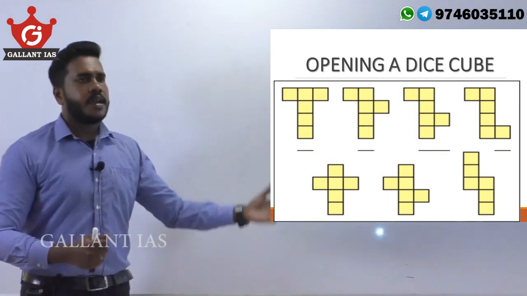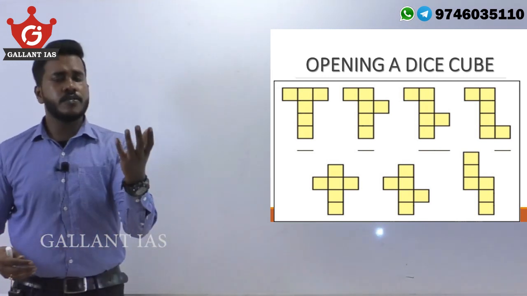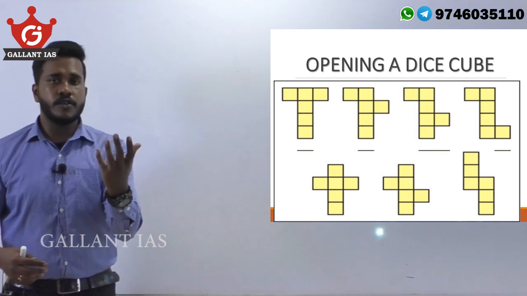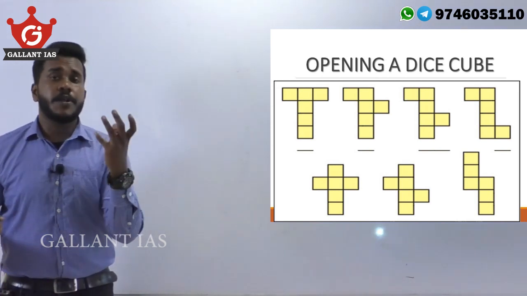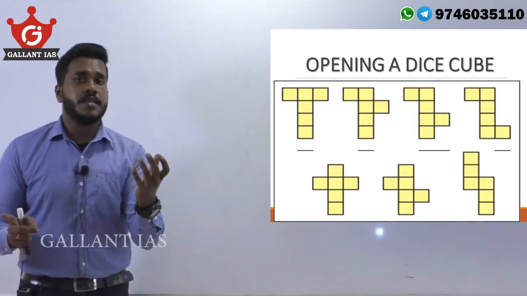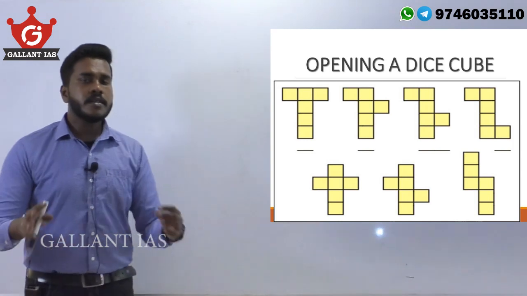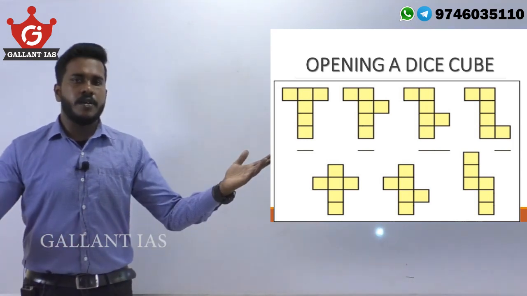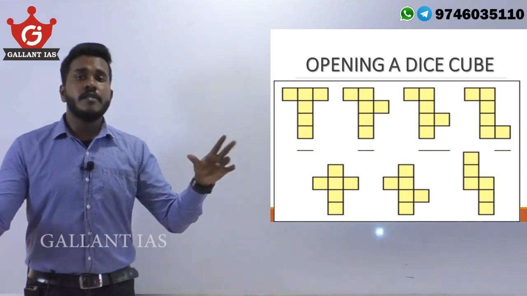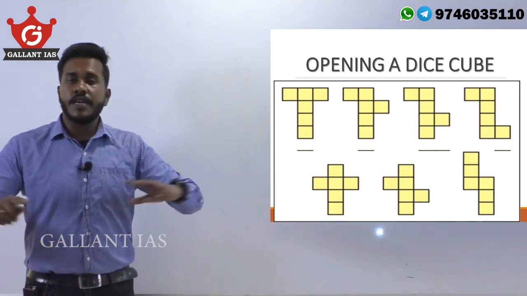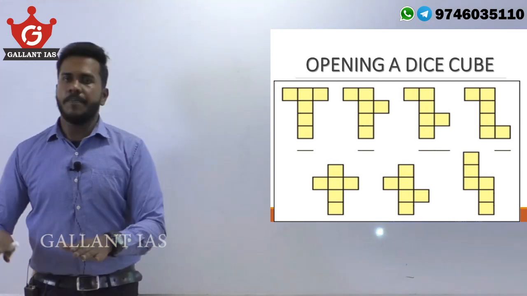So what actually does opening a dice cube mean? Suppose you got a cube in your hand, right? We all know that a cube is a three-dimensional figure, consisting of 6 faces, and you are just opening that cube. Now you are converting that opened cube into a two-dimensional figure. You are placing that opened cube in a 2D plane.